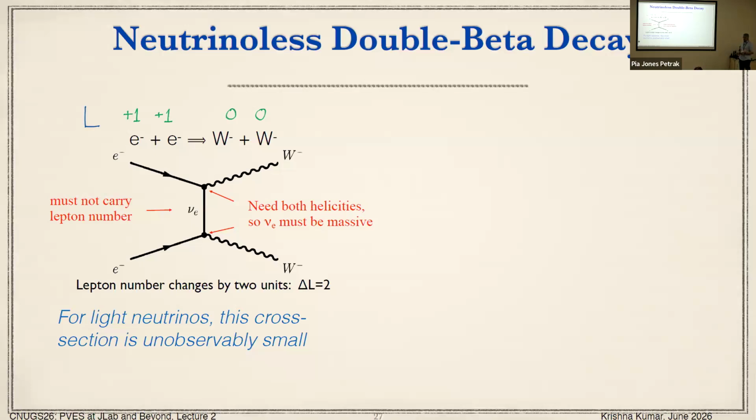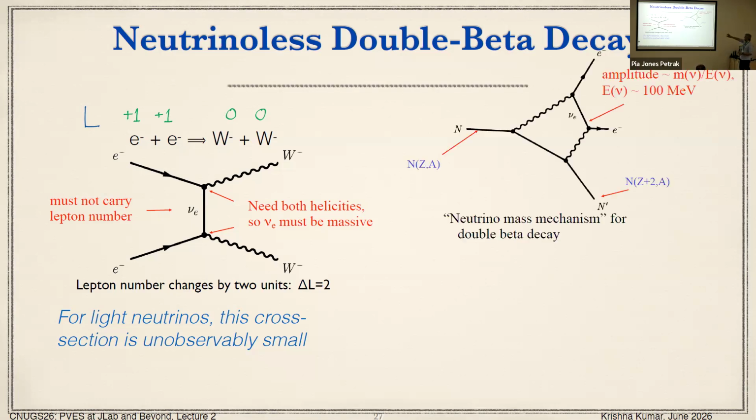But if you calculate the cross-section, even if you built an e-e- collider, you just don't have enough luminosity to see this. Okay? It'll be a ridiculously small cross-section. On the other hand, if I take this diagram and make the two Ws virtual and attach it to a nucleus, the same diagram, Avogadro's number helps you. When you have such a large number of nuclei, it is possible to observe this. This is called the neutrino mass mechanism for double beta decay. Okay, this diagram being just a virtual neutrino.